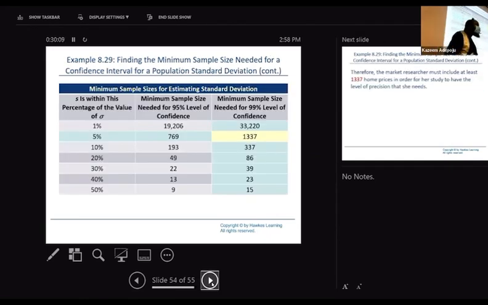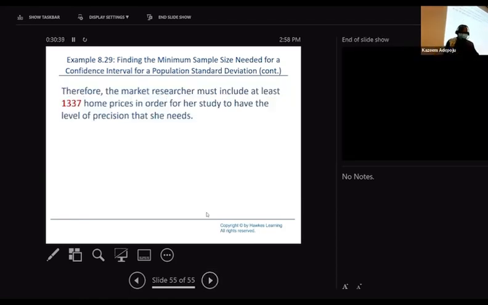This is the table for the minimum sample size for the standard deviation. Because we're talking about the standard deviation, you look at the 5%, at 99% level of confidence, she actually needs to consider 1,337 homes. But for 95%, she only needed 769. And that was why I made a conclusion. I said, therefore, the market researcher must include at least 1,337 home prices in order for the study to have the level of precision she's anticipating.